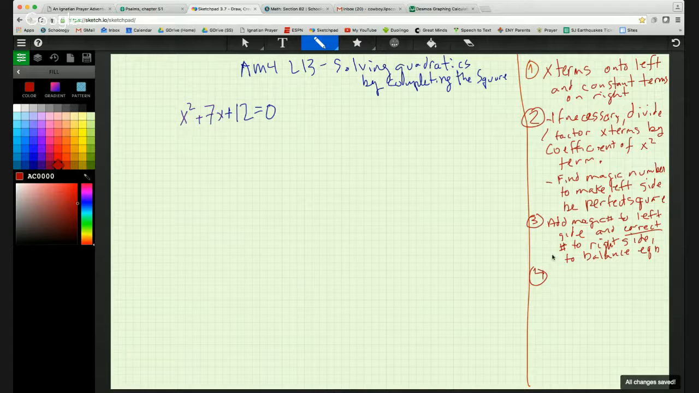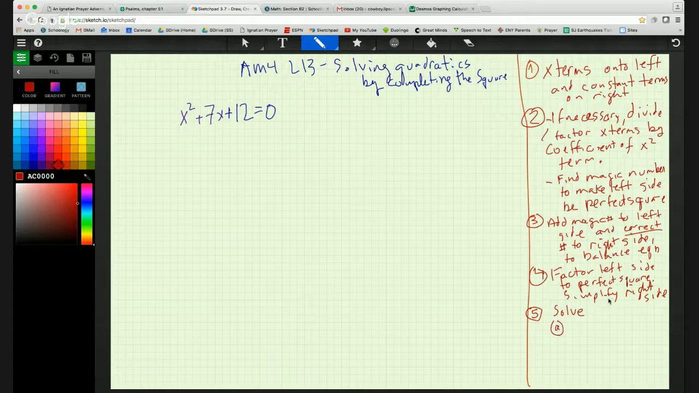Four, we're going to factor the left side to a perfect square, and we're going to simplify the right side. In other words, the right side will be made into a single number. We'll see that in a second. And the fifth thing we do is we're going to solve. And that's kind of like part A, we're going to solve for the squared term. And then B, we're going to take square roots and create 2 equations to solve.